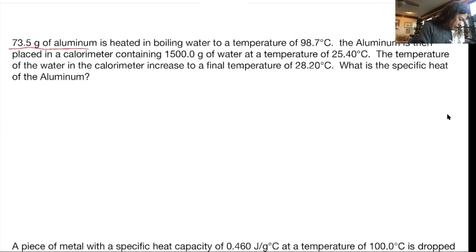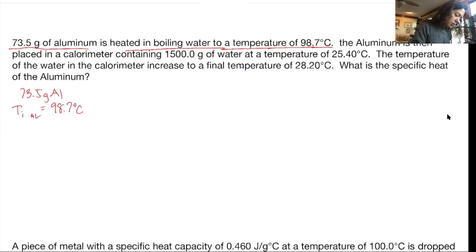73.5 grams of aluminum is heated in boiling water to a temperature of 98.7 degrees Celsius. So if the water is 98.7 degrees Celsius and the aluminum is in the water at 98.7 degrees Celsius, we would imagine we've got a thermal equilibrium situation. So we would say that the initial temperature of the aluminum would be the 98.7 degrees Celsius.